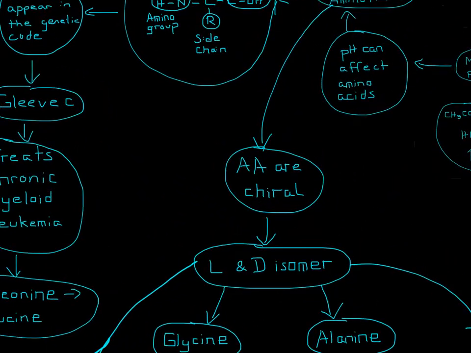So let's get a little bit more into amino acids. Amino acids are chiral. Now what does that mean? Well, they have an L and D isomer.